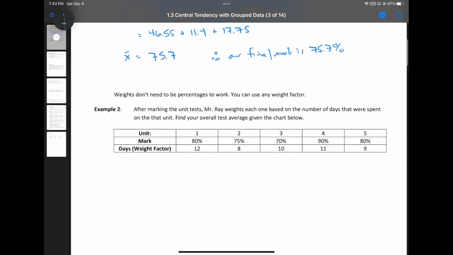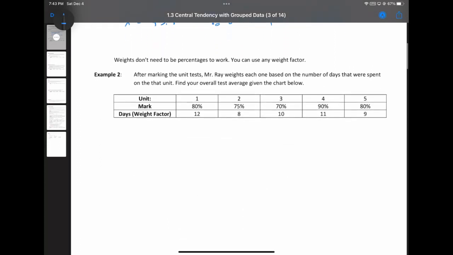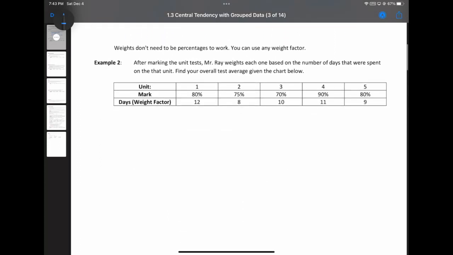What I do, and I know some other teachers do it, at least math teachers who understand how math works, is I'm going to weight my different units based on how many days in class we spend on them. So if I have 12 days of lessons, I'm going to weight it as 12. And if I have 8 days of lessons, I'm going to weight it as 8, and so on.